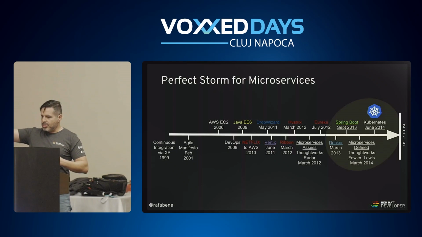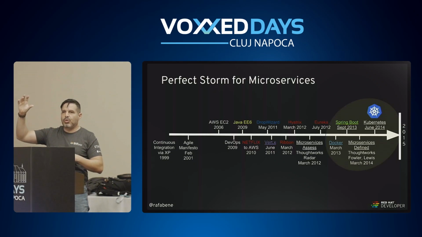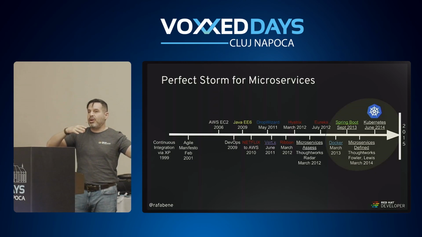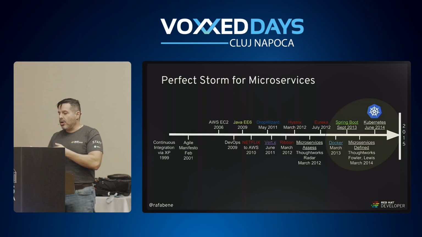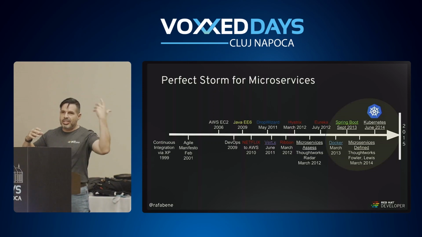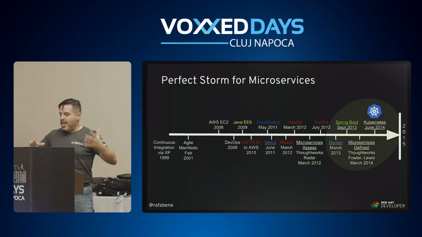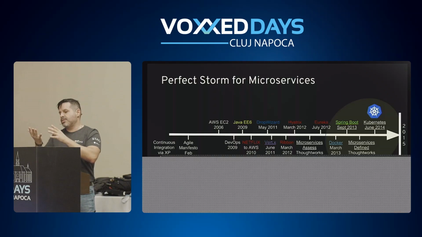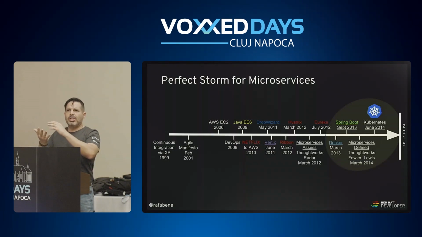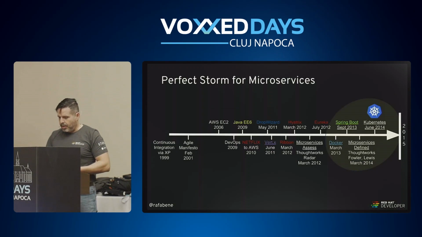We have containers released in March of 2013 with Docker. In fact, containers are a very ancient technology, but in 2013 they became very popular with Docker. We had Spring Boot, and now with Kubernetes and microservices, it creates the perfect storm for microservices, right? We have containers, we have fat jars, we have technologies from Netflix that provide service discovery, load balancing, circuit breakers, fail-safe, and everything.